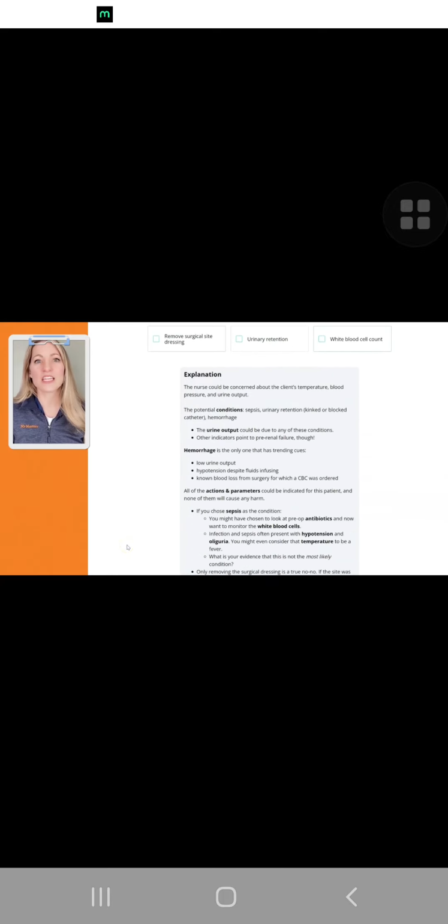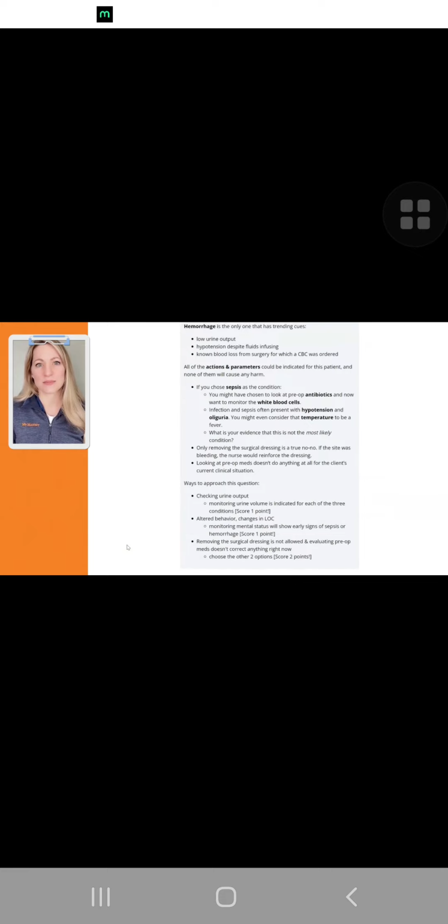When you study a health condition, look at the signs and symptoms, the actions the nurse should take, and the parameters the nurse should monitor.